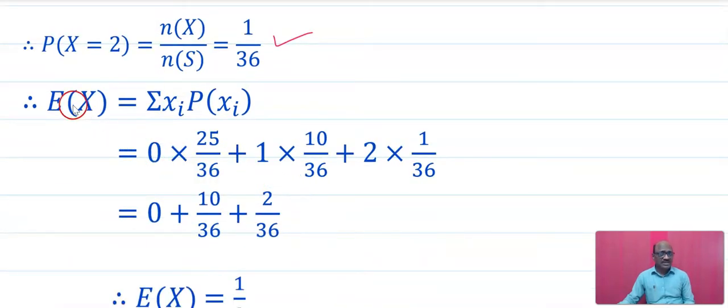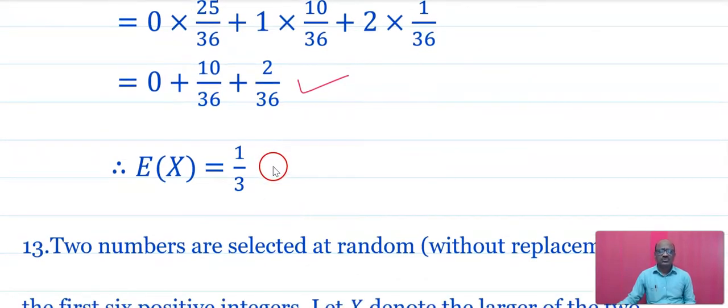And therefore, the E of X is equal to the summation of xi into pi. It's a definition, it's a formula. Then 0 sixes is happening, its probability is 25 upon 36. Next, 1 six happened with probability 10 upon 36. So 1 into 10 upon 36 plus 2 sixes is 2 into 1 upon 36 and 0 into 25 upon 36 is 0. So 10 upon 36 plus 2 upon 36, and after calculation, that is 12 upon 36, and that is equal to 1 upon 3.